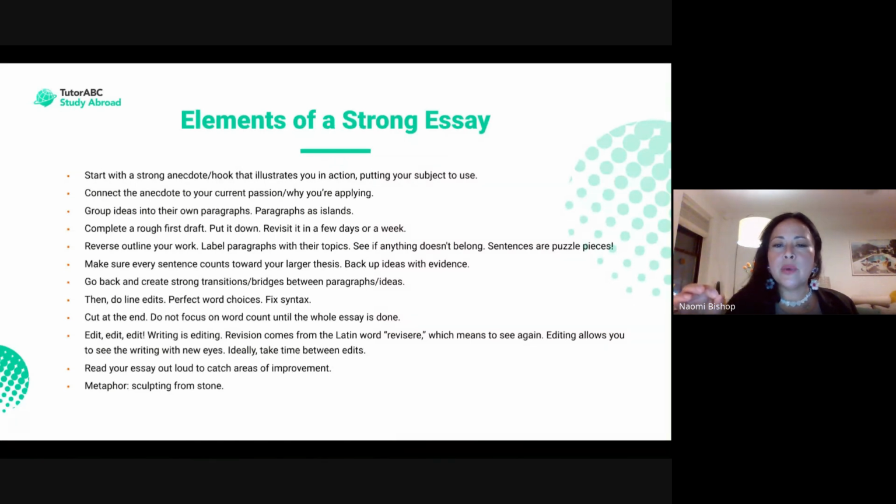And then I see, that way, if anything doesn't belong, if I can take that puzzle piece and put it where it actually belongs. Oh, I wrote a sentence here about my long-term goals, but it doesn't fit in that paragraph. It actually goes in the long-term goals paragraph. So you can move things around that way when you strategically label each section. And then it's important to make sure every sentence counts toward your larger thesis and back it up with evidence.